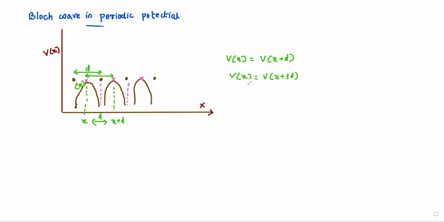If there are n number of atoms and n number of nuclei that we are considering, then V of x is equal to V of x plus n into d, where small n is the number. This is one of the equations that we are using.